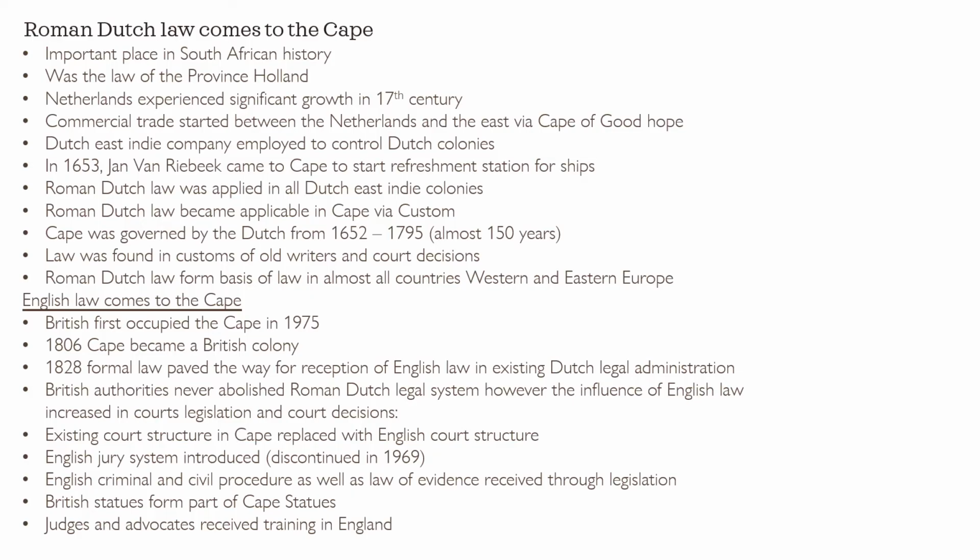The existing court structure in the Cape was replaced with the English court structure. The English jury system was introduced and then discontinued in 1969. English criminal and civil procedure, as well as the law of evidence, were received through legislation. British statutes form part of Cape statutes. Judges and advocates received their training in England.